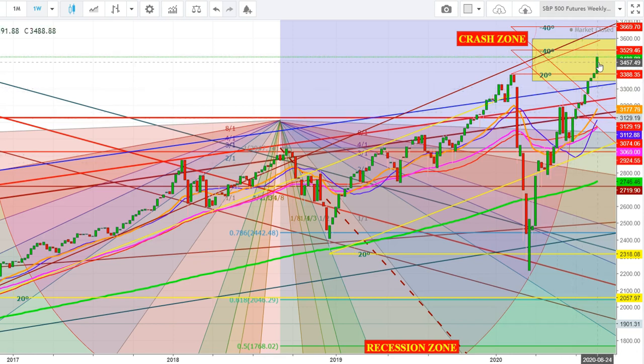So friends, here once again I would prefer to tell you that this is a weekly chart of S&P 500 futures. Here you can see that the current position of all the moving averages still looks good, but I find that during this upward journey, the S&P 500 futures have finally entered a crash zone. Here I find that the immediate resistance for S&P 500 futures is at the levels of 3529 and the final resistance will be at the levels of 3669.